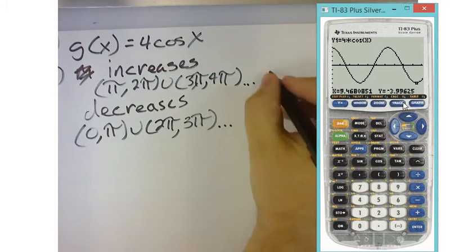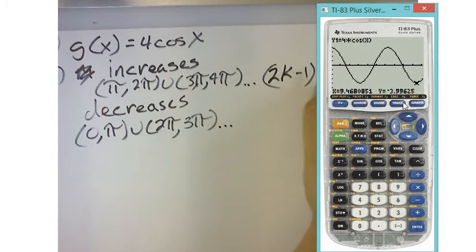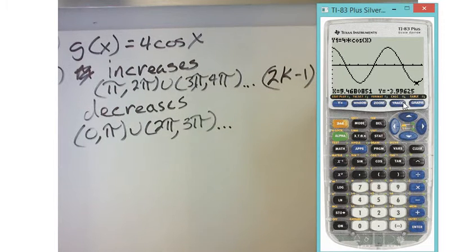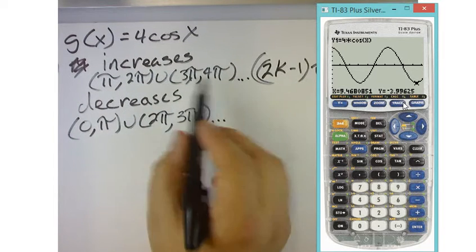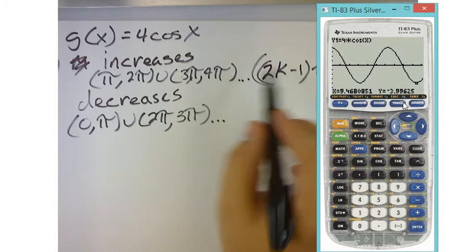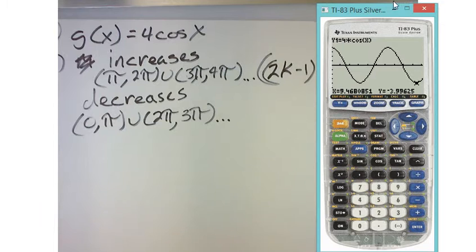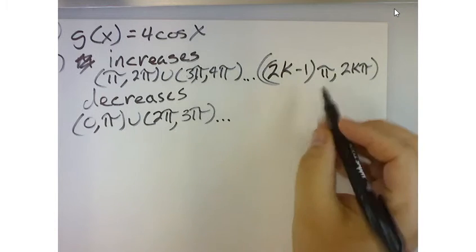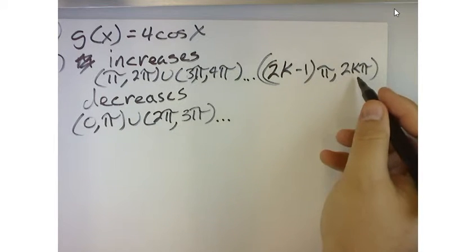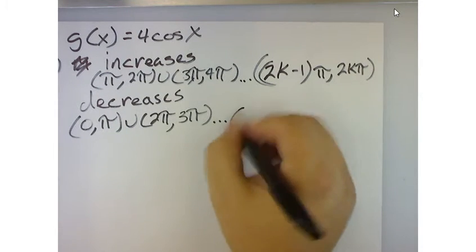Could you say 2k minus 1 times pi, comma 2k pi? Because it's always like 1 and 2, 3 and 4. The next one would be 5 and 6. So it's always like an odd number and then the corresponding even number. And so this would be like an odd number and then the corresponding even number. And then this one would be the flip-flop of that.